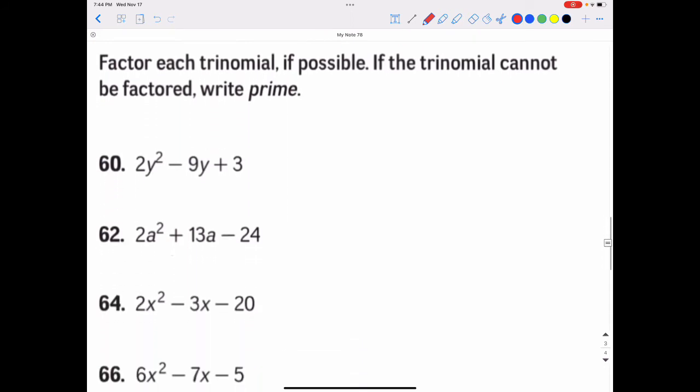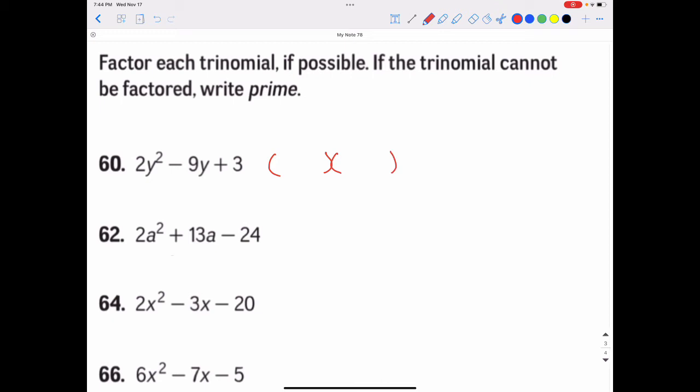We're still factoring on this set of problems. If it cannot be factored, write prime. So the first one is 2y squared minus 9y plus 3. So can we factor by distributive property? No, we cannot, because nothing goes into 2, 9, and 3 other than 1, and we don't factor out positive ones. So then we try to open up a binomial pair.